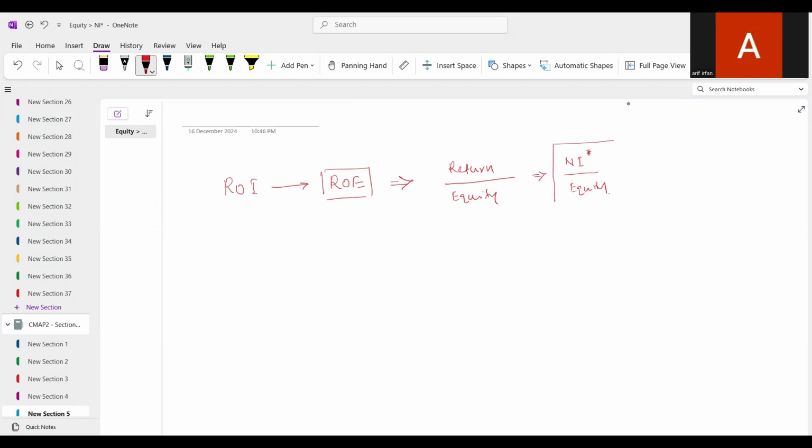So this concept will help us to understand the efficiency ratios or turnover ratios, or we can say activity ratios. Efficiency ratios, turnover ratios, or activity ratios.